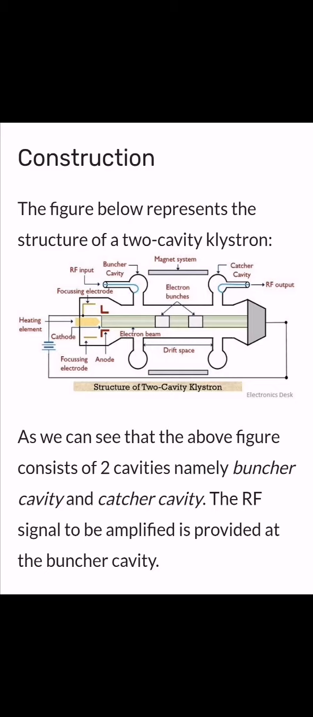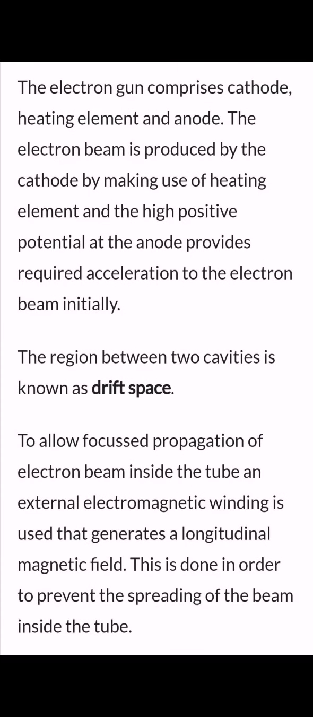The figure below represents the structure of the two-cavity klystron. As we can see, the figure consists of two cavities, namely the buncher cavity and the catcher cavity. The RF signal to be amplified is provided at the buncher cavity. The electron gun comprises a cathode, heating element and anode.